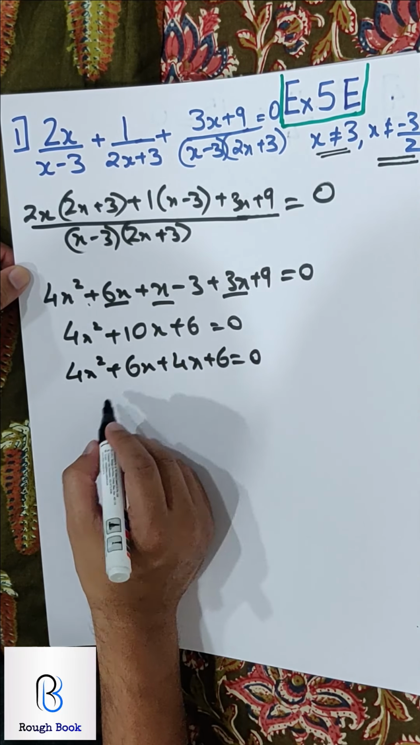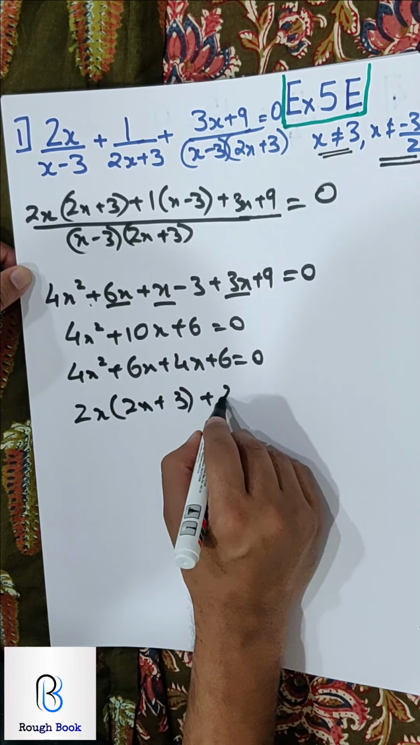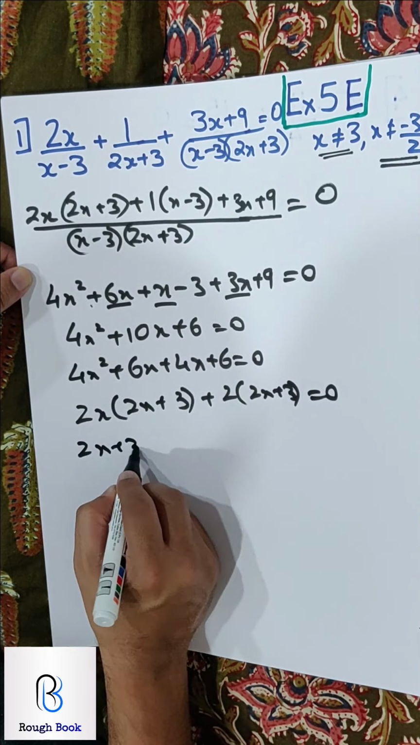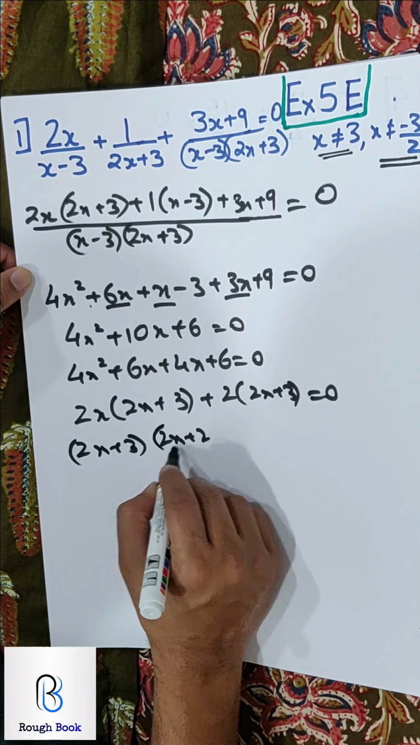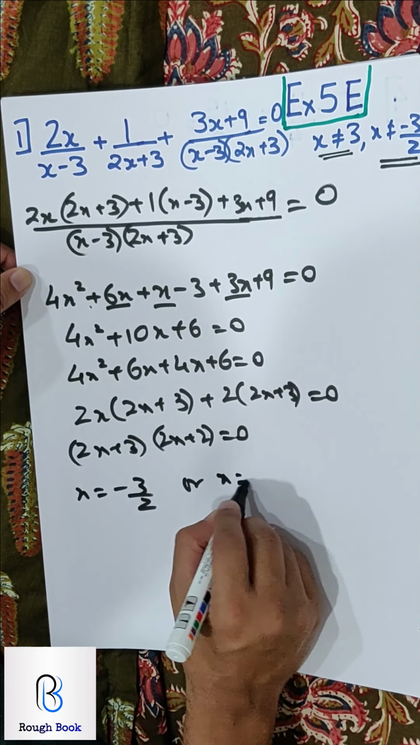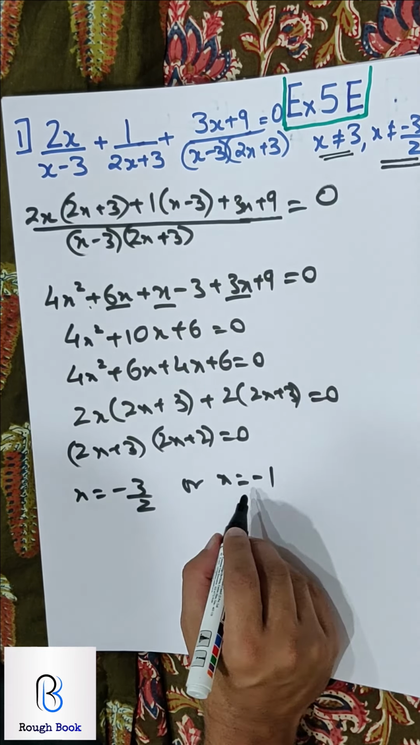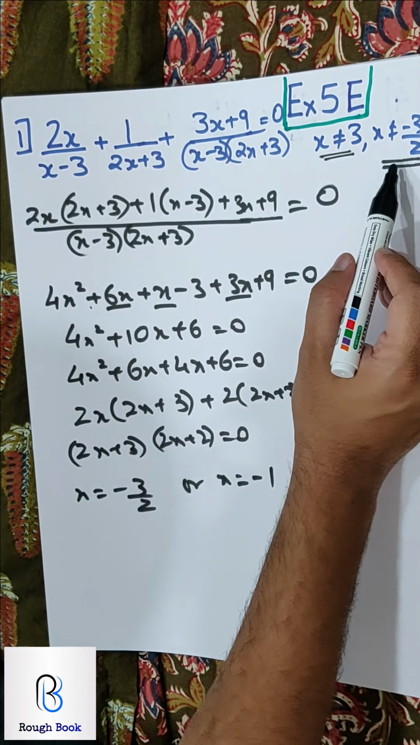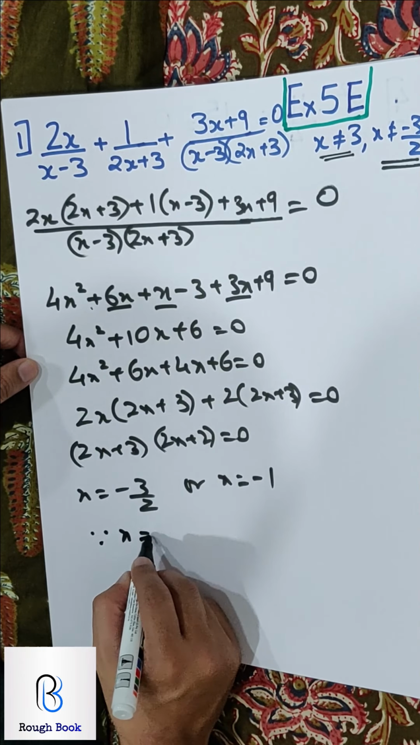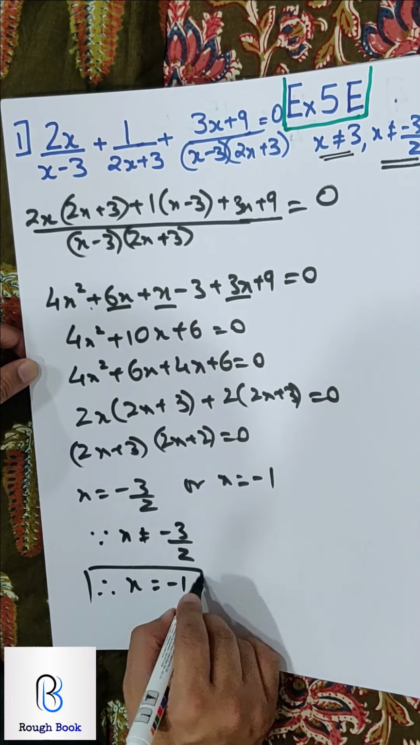So I will get 2 common and x common. So 2x plus 3. Again 2 common, 2x plus 3. So I shall get 2x plus 3, 2x plus 2. So my answer should be x as negative 3 by 2 or x as negative 2 by 2, which becomes negative 1. Now negative 3 by 2 I should not accept because that's what is given here. So since x is not equal to negative 3 by 2, the final answer is x equals minus 1.